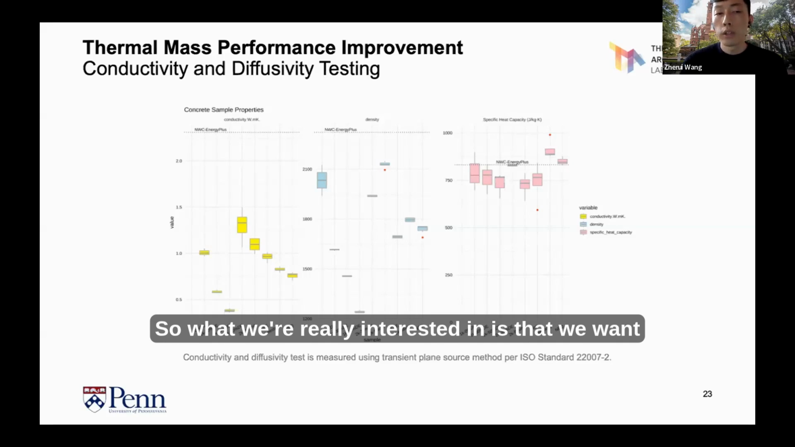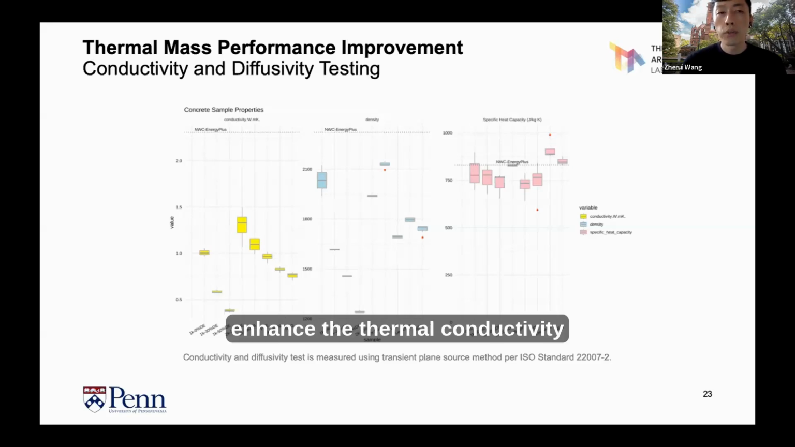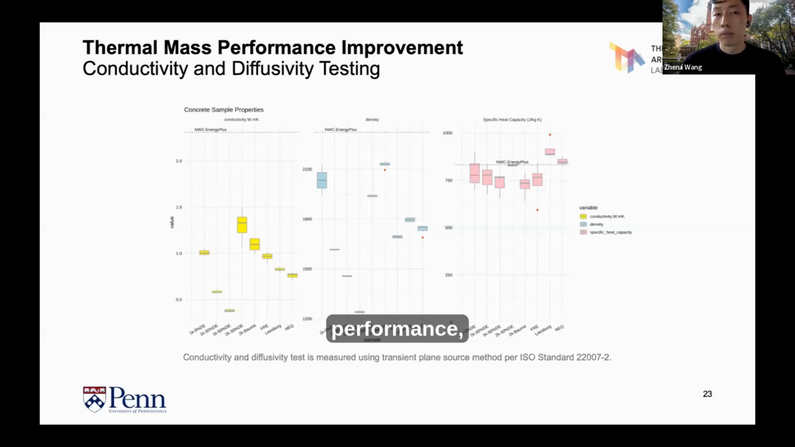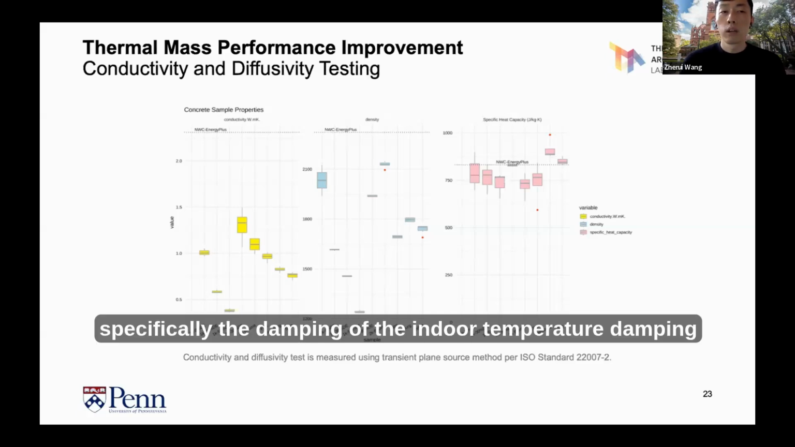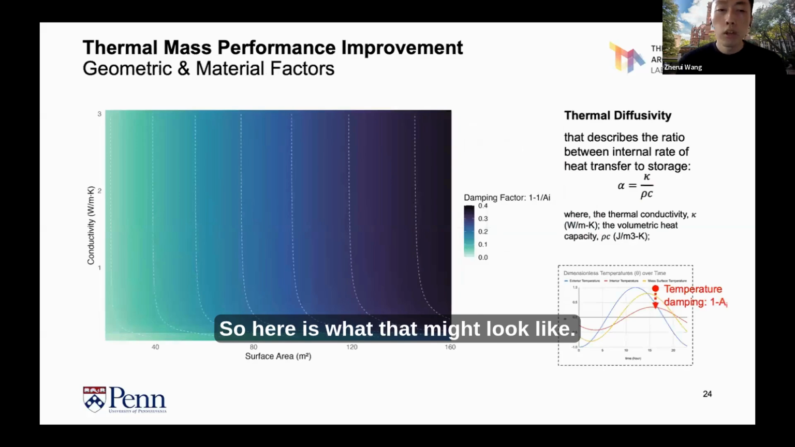So what we're really interested in is that we want to maintain or even enhance the thermal conductivity of the concrete material because that bears consequences in thermal mass performance, specifically the indoor temperature damping factors that we described earlier. So here is what that might look like, right?